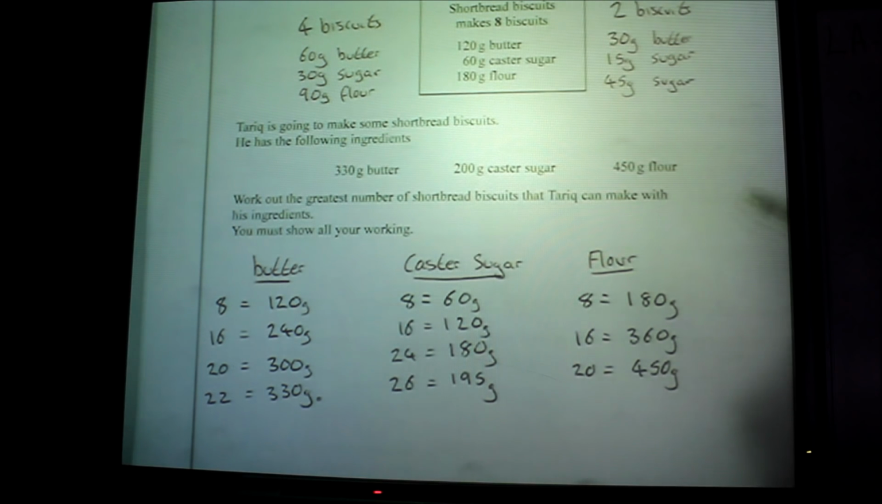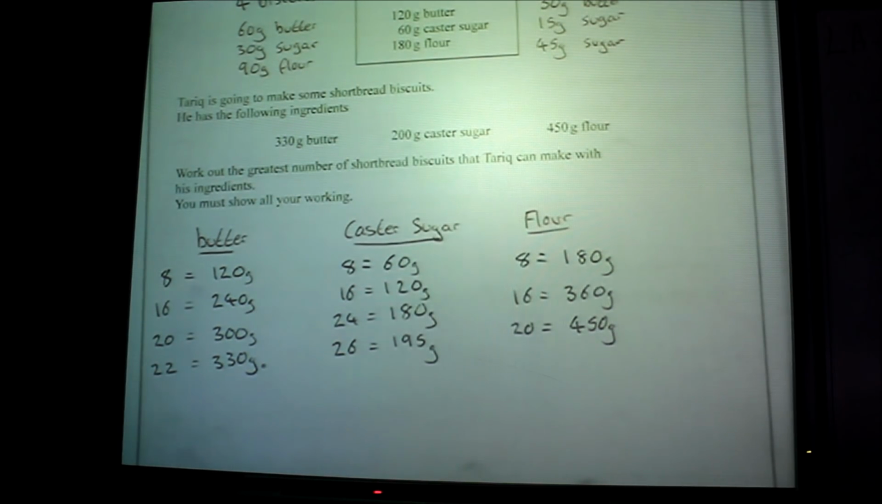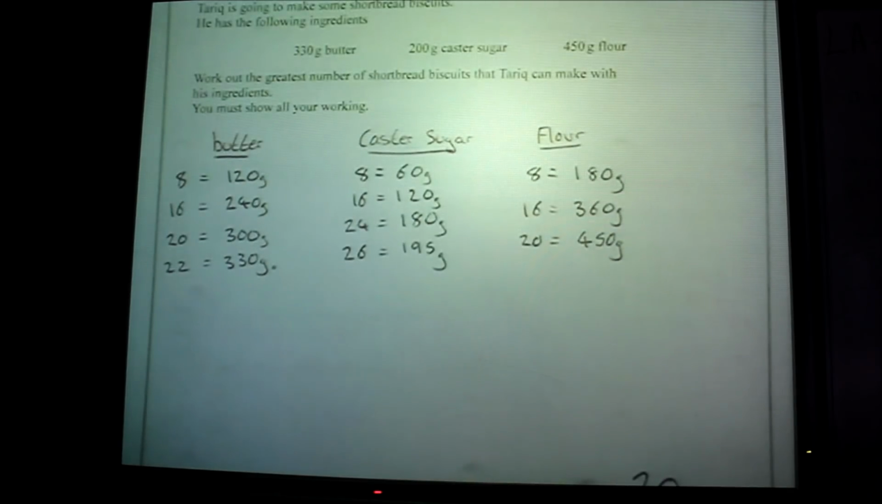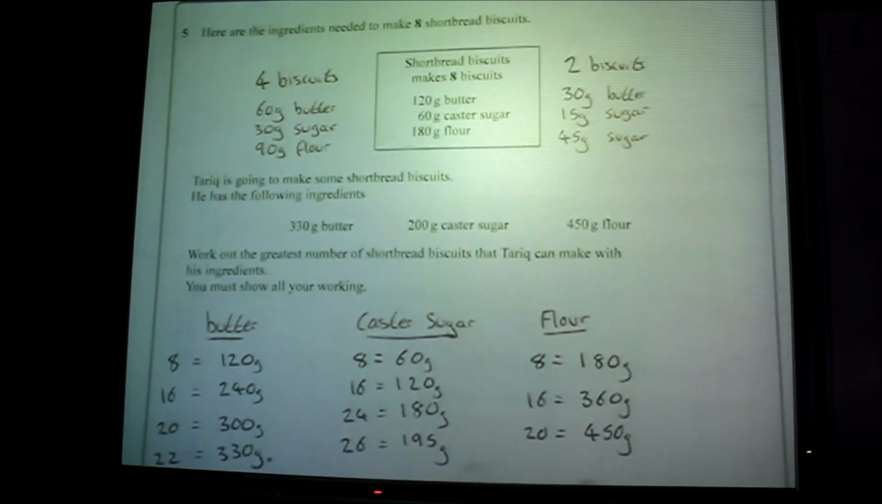So the answer is he can make 20 biscuits because he'll run out of flour first. And I've just written 20 down there. That is your workings for it.